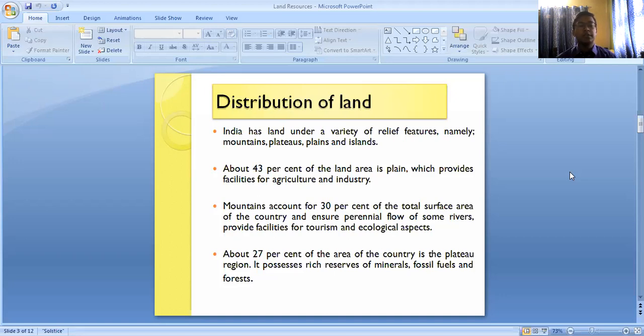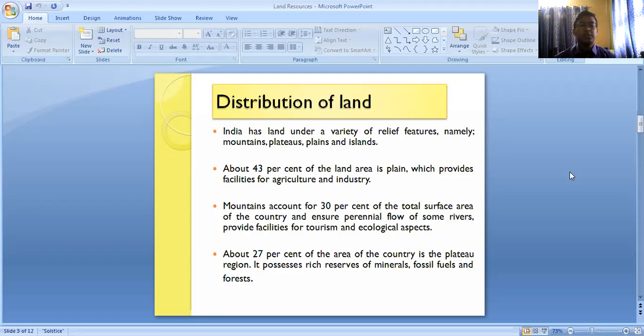Most of the rivers of our country have their origin in these mountains, like the Indus, Ganga, Brahmaputra. Not only these, but many other rivers are there, like the Kosi, the Gandak, the Tista, Yamuna and others, which originate in this Himalayan mountain region. This mountain region is also famous for tourism facilities, and it is important for its ecological importance. Okay, and about 27% of the total area of our country comes under the plateau region.